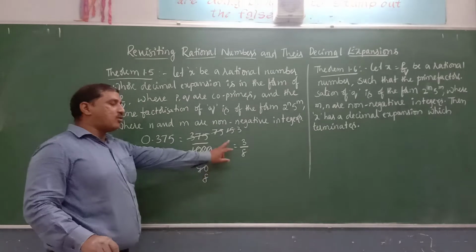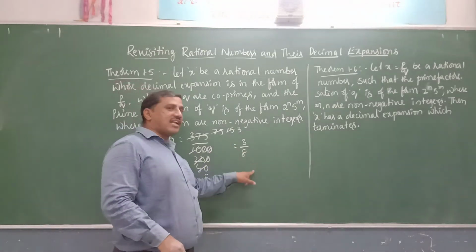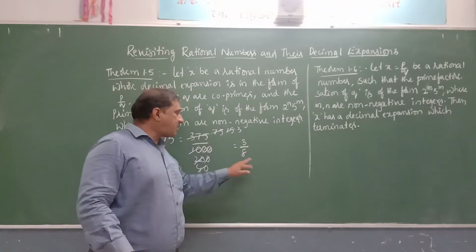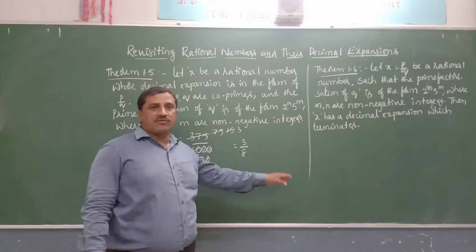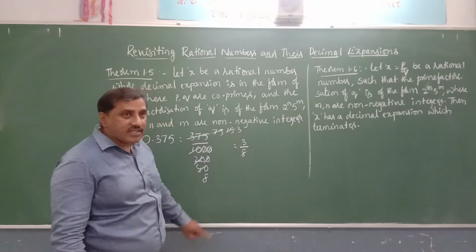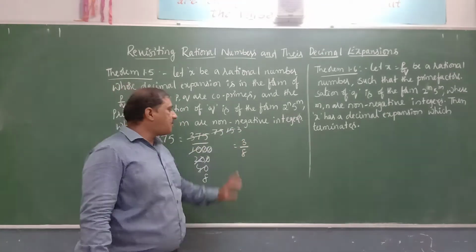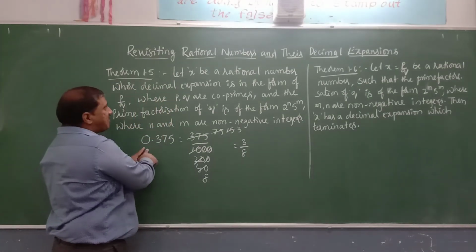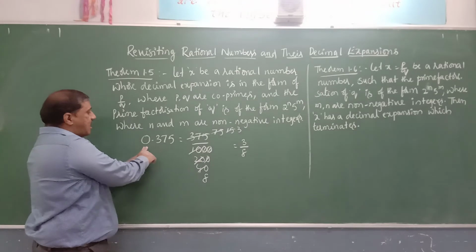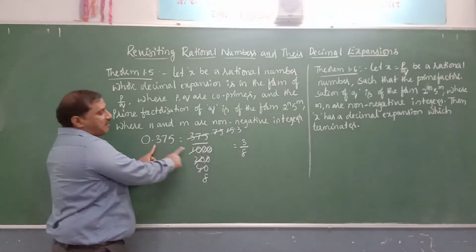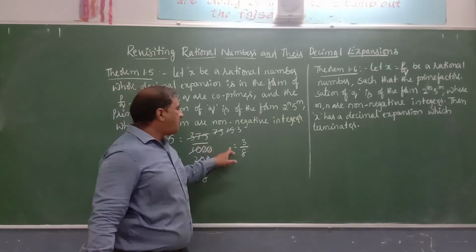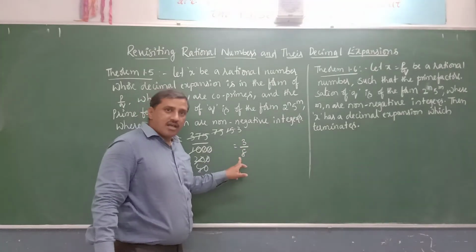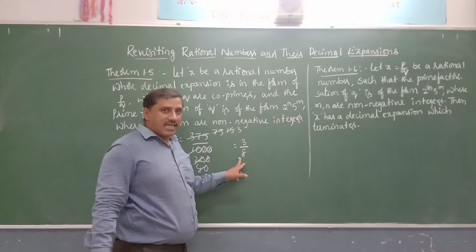So 3 and 8 are both co-primes. The factors of 3 are 1 comma 3. Factors of 8 are 1 comma 2 comma 4 comma 8. So the common factor is only 1. Therefore 3 comma 8 are co-primes. Now this decimal number, a rational number whose decimal expansion is 0.375, can be written in the form of p by q, where p and q are co-primes, and q is not equal to 0.